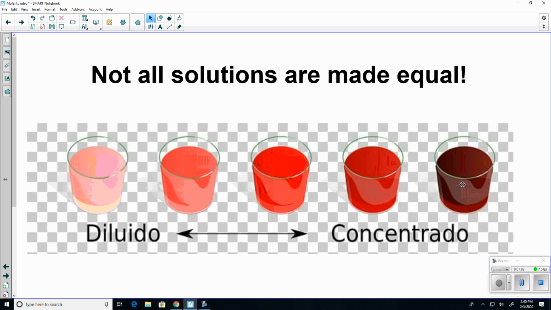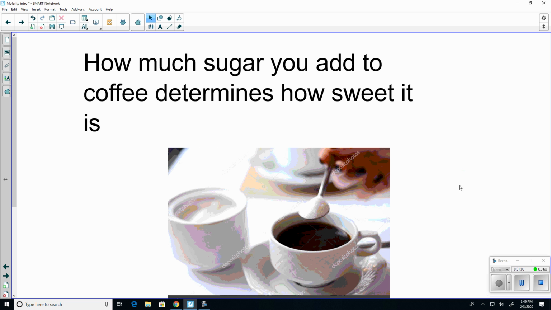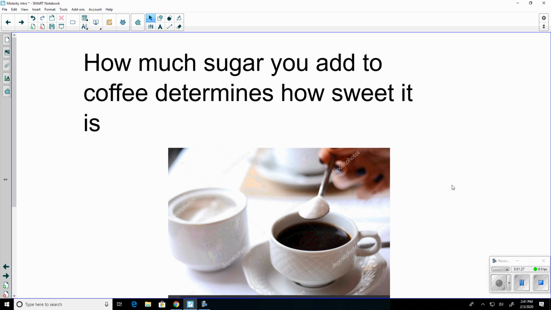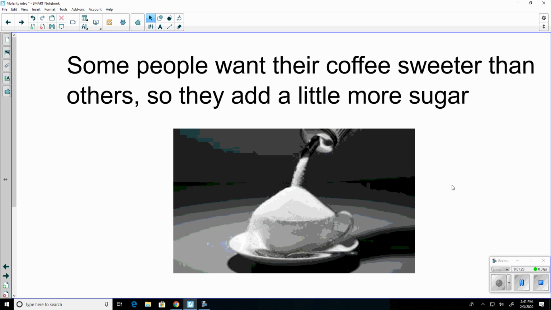And that's what I mean when I say not all solutions are made equal. Another way to think about it, if you are a coffee drinker, some people like to add a teaspoon of sugar to their coffee to sweeten it up a little bit. Some people like to add more than a teaspoon of sugar. The concentration of sugar would vary between these two examples significantly.